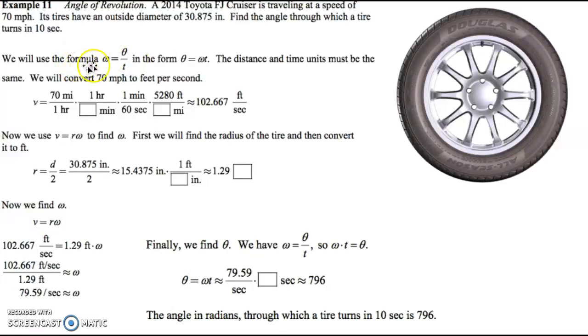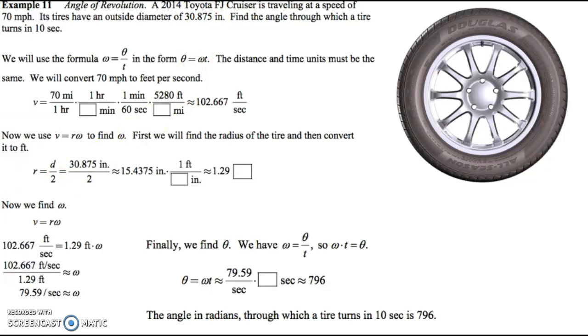We do have the formula that angular speed is equal to theta over time, or we can find the angle, which is the angular speed times time. The distance and time must be the same units. So here we're in inches, here we're in miles per hour. So let's start with working with that, the V portion. Let's convert 70 miles per hour to feet per second so that we can put it into seconds, and then we can transform some of this information into feet as well.